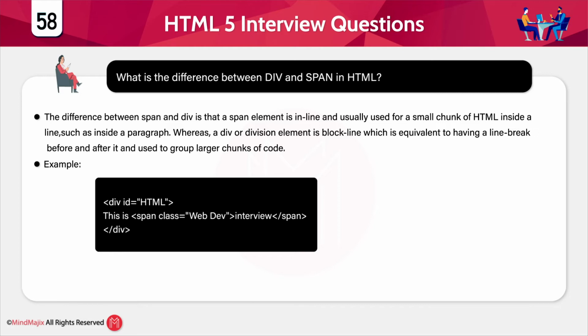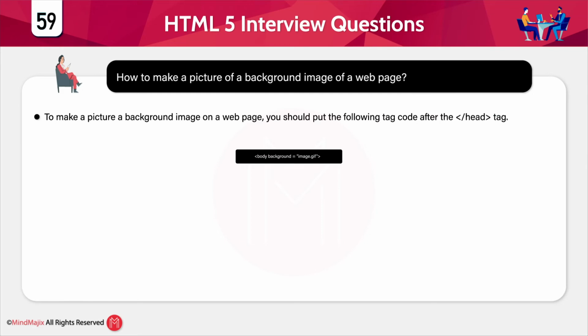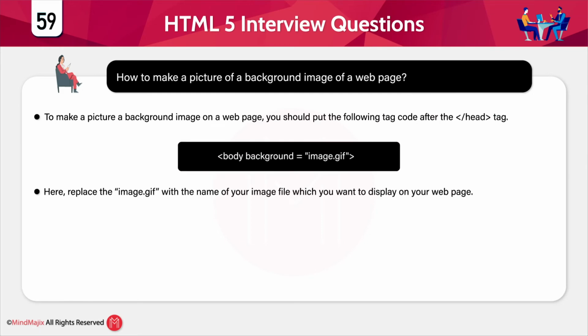This interview, okay? Whereas div tag is applicable to the whole text. That is what. Next one is how to make a picture a background image of a web page. See, guys, the body tag background is equal to image. Background for body tag, background is equal to image. This is what we have seen already.